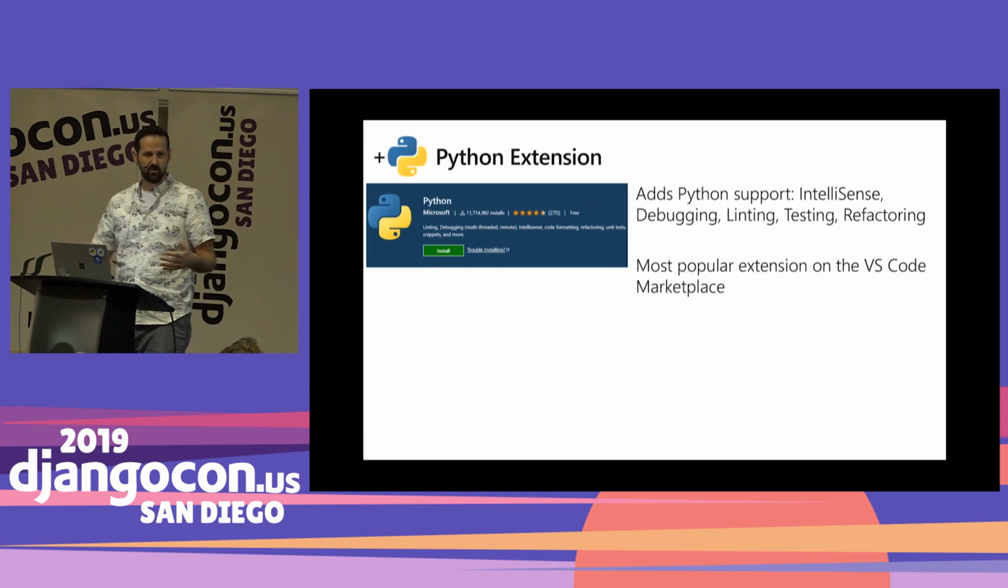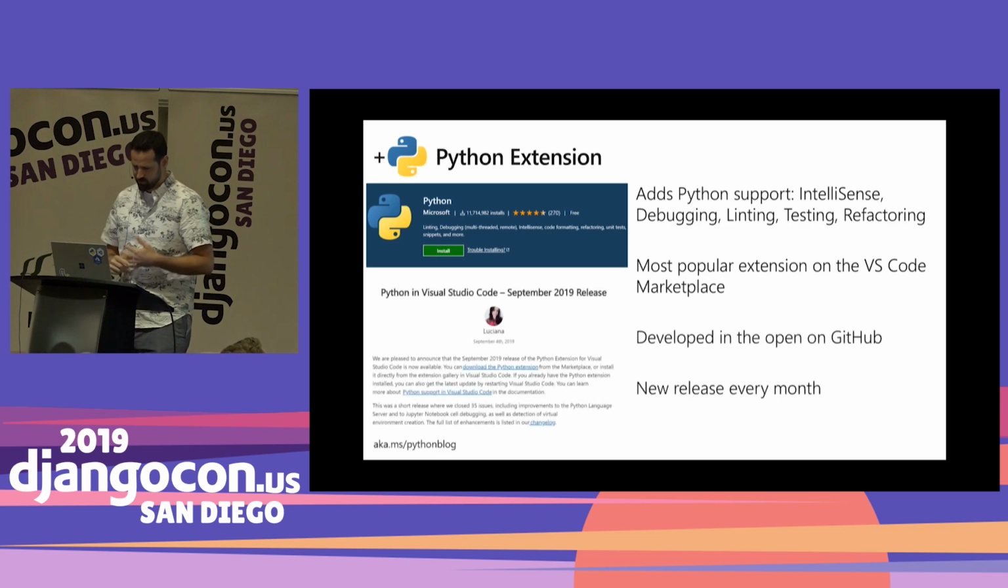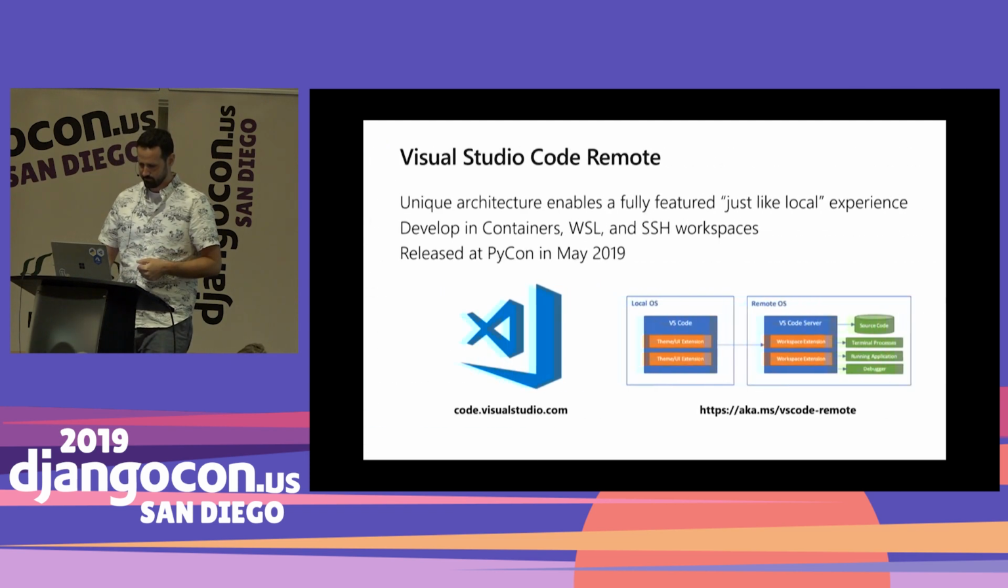And then for Python, there's a Python extension that's developed by my team that adds the Python support for those same features like IntelliSense, debugging, linting, testing, refactoring. And this is the most popular extension for the VS Code marketplace. So there's a lot of Python developers that are using this tool. And just so you know, it's developed in the open on GitHub, and we put out a new release every month. If you follow our blog, you can stay up to date with all the new stuff that's coming out.